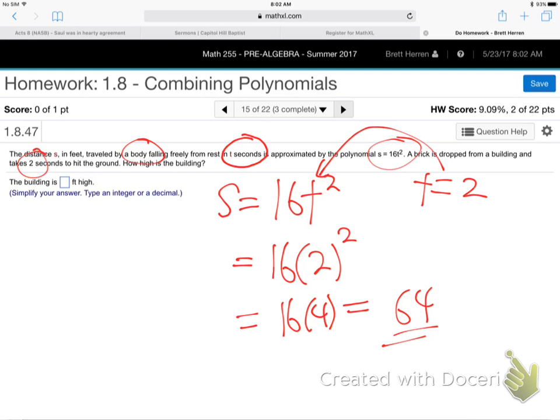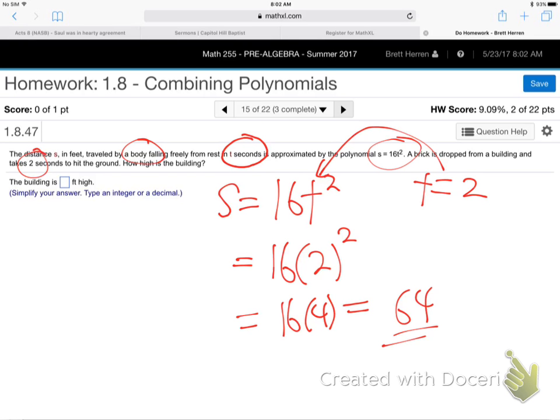If it takes 2 seconds for the brick to fall, that's kind of an interesting little physics formula. It's true. That's a true physics formula. Meaning if it takes a brick 2 seconds to fall, that means the building was 64 feet high. A brick will fall 64 feet in 2 seconds. And if you dropped a brick and it took 3 seconds to hit the ground, you could plug a 3 in, and that would tell you how tall that building is.